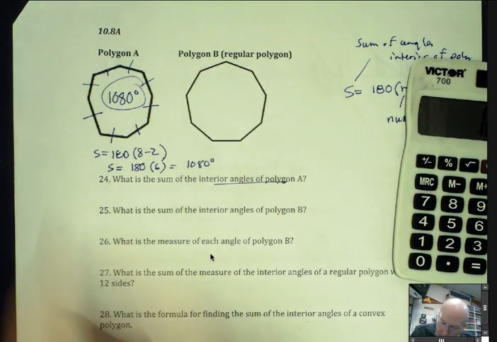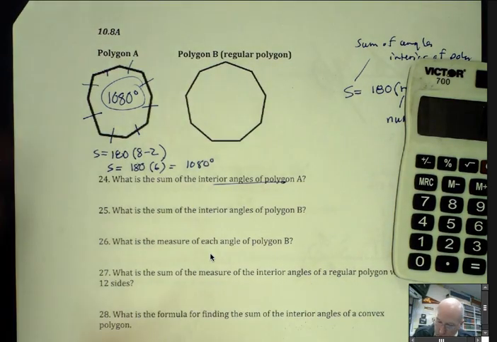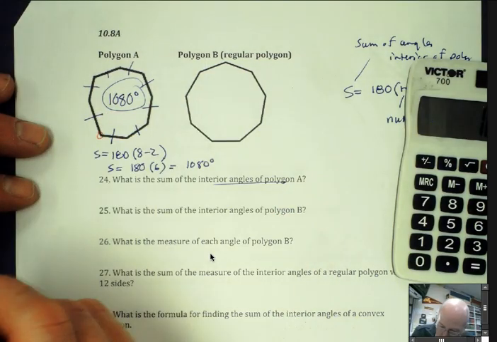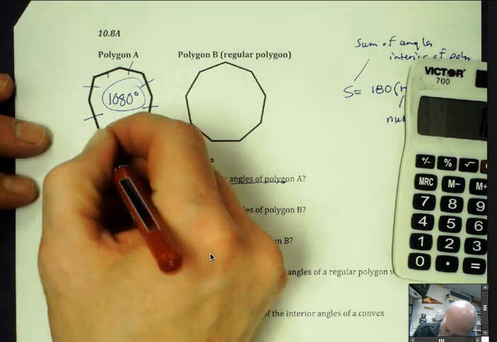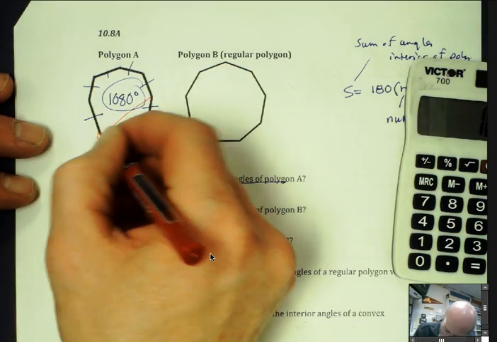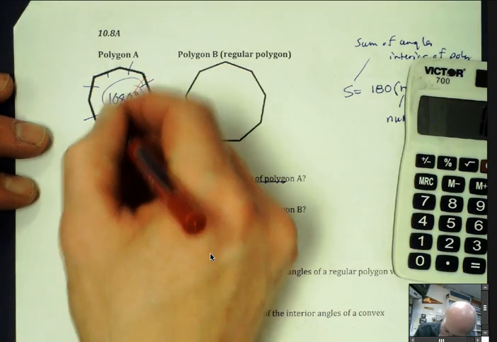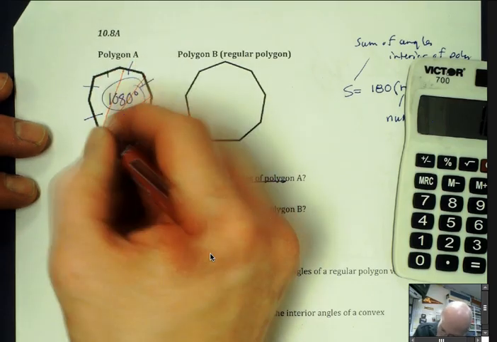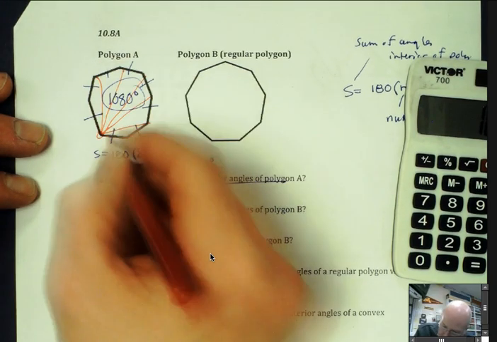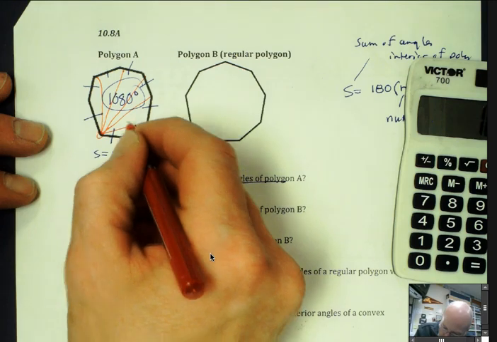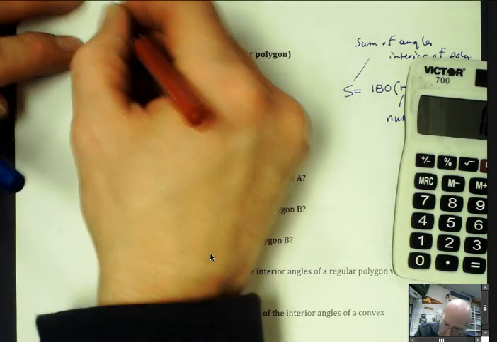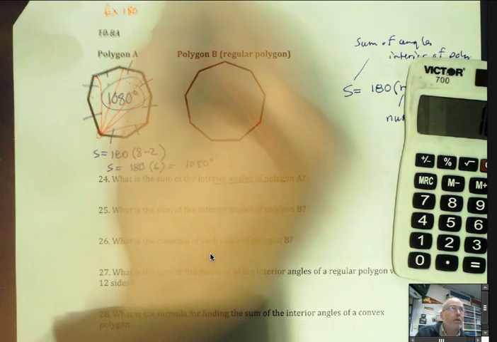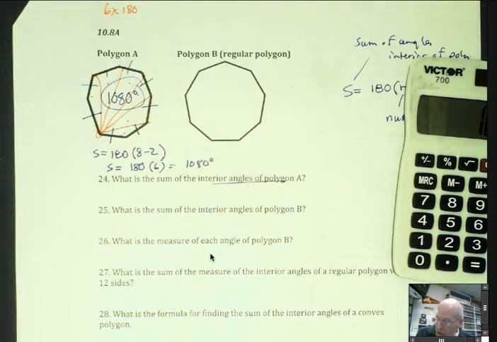All right, I could have broken that down into triangles too. Some of you like doing that. That way you just choose one vertex and see how many triangles you can make by connecting it to other vertexes. There's 1, 2, 3, 4, 5. Now if I count my triangles, 1, 2, 3, 4, 5, 6. It's still 6 times 180. Just to show you that connection.